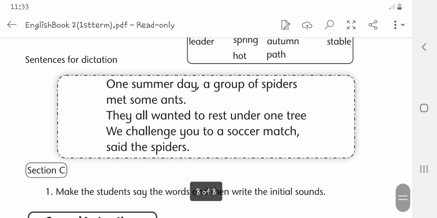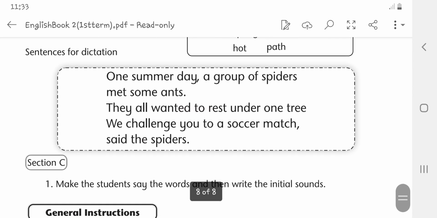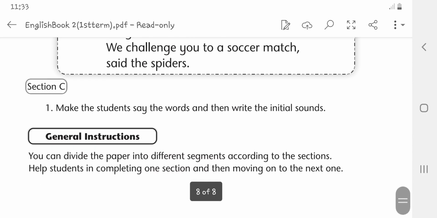And the paragraph that you will give for dictation is: One summer day, a group of spiders met some ants. They all wanted to rest under one tree. We challenge you to a soccer match, said the spiders. Section C: make the students say the words and then write the initial sounds. There are initial blends also, so they have to say the word first and then write the blend.